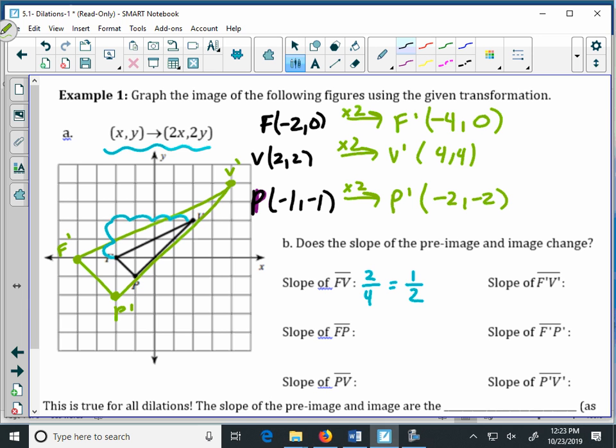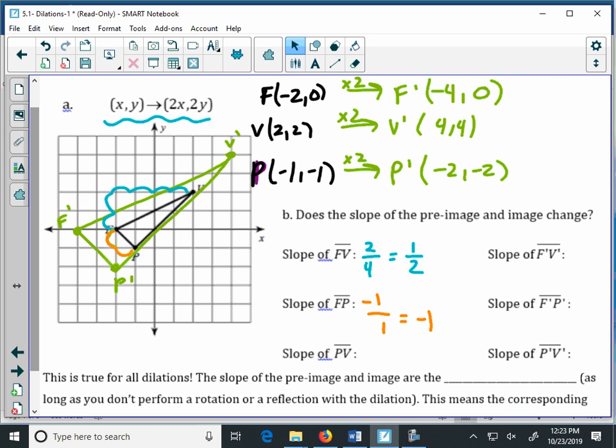Let's find the slope of FP. Well, I went down 1, so it's going to be negative, and then we went right 1, so that's positive. And what does negative 1 over 1 simplify down to? Negative 1. When we find the slope of PV, I went up 1, 2, 3. How far right do we go? 3. And what does 3 over 3 simplify down to? 1. So that's the slope of all the sides of the original figure.